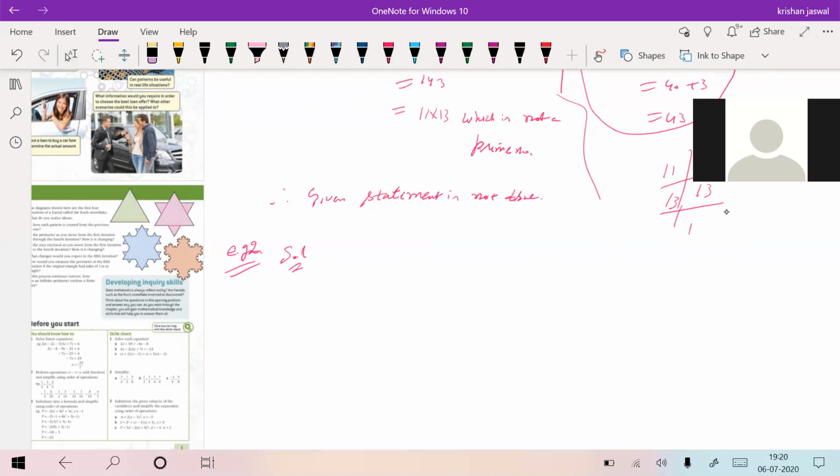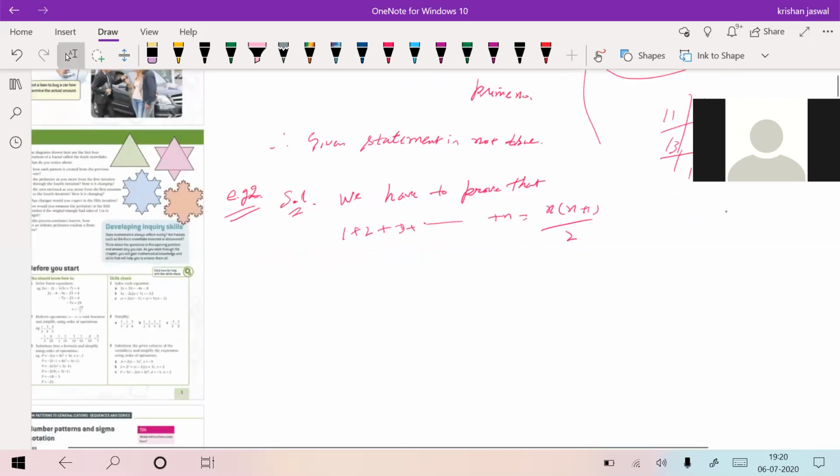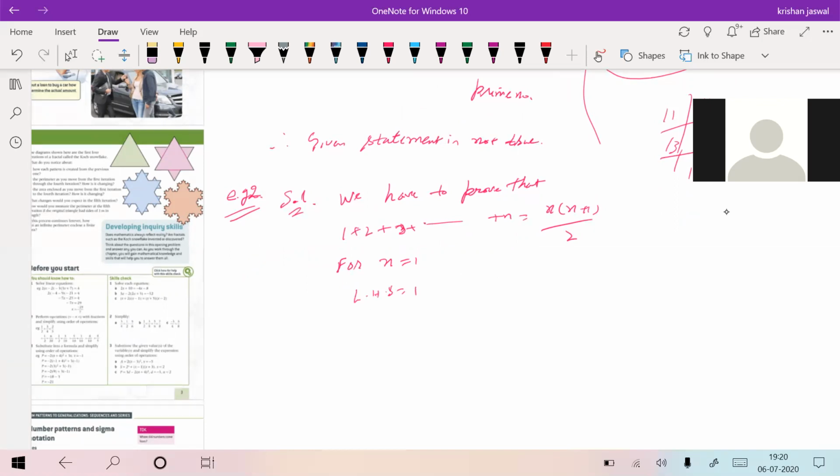We have to prove that 1 plus 2 plus 3 and so on plus n is equal to n into n plus 1 over 2. By mathematical induction, we have to prove this result. Always our first step is for n equal to 1. If n is 1, then what is the left hand side? First term is 1, left hand side is 1.